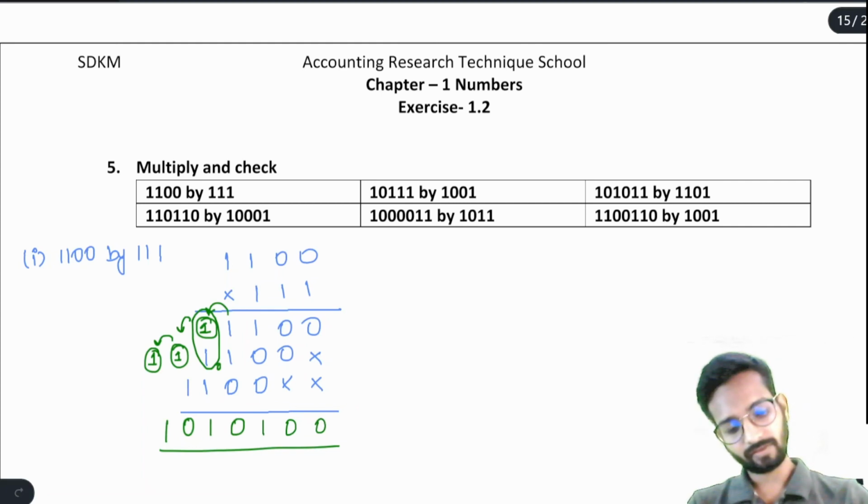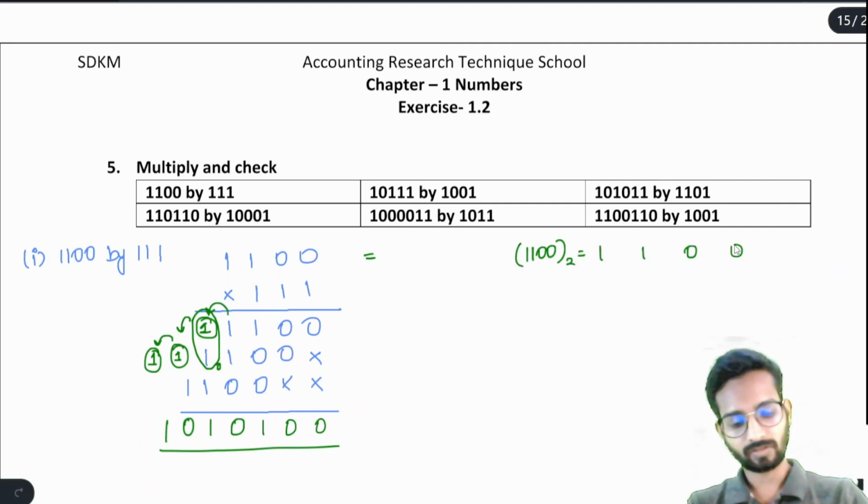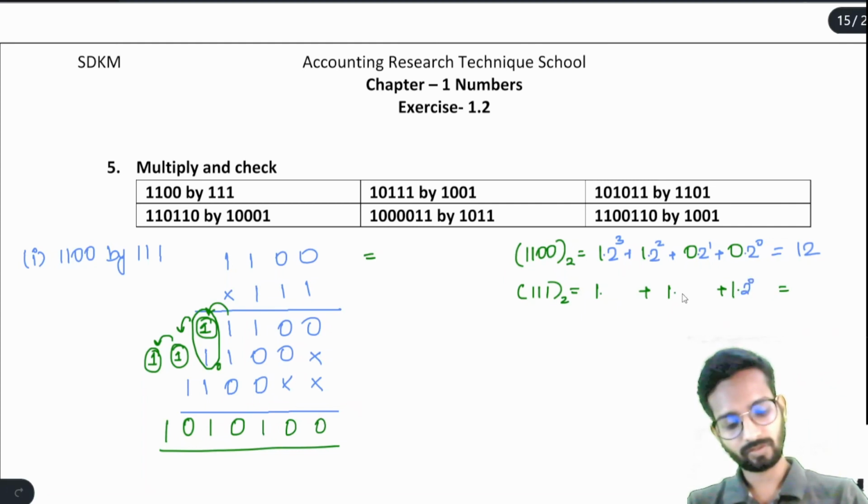We have to check by first finding the decimal value conversion. 1100, which is in binary, when we convert this, what will it become? 0 times 2 power 0, 0 times 2 power 1, 1 times 2 power 2, 1 times 2 power 3. Adding all these, 4 plus 8 is equal to 12. Now converting the other number, that is 111 in binary: 2 power 0, 2 power 1, 2 power 2, so 1 plus 2 plus 4 is 7.